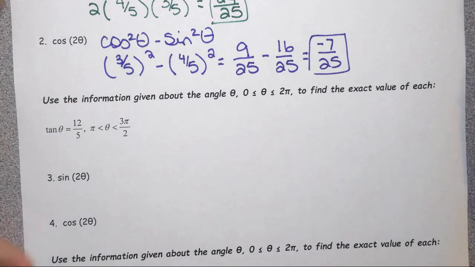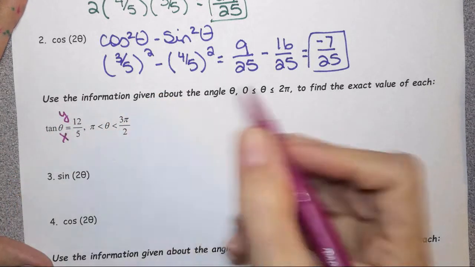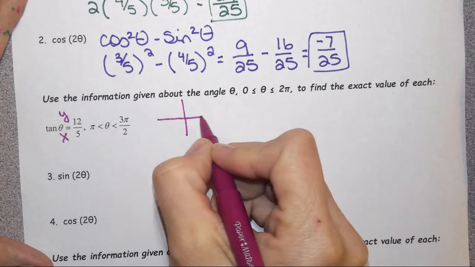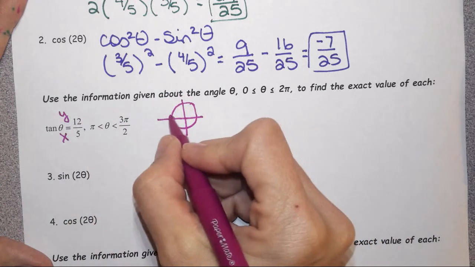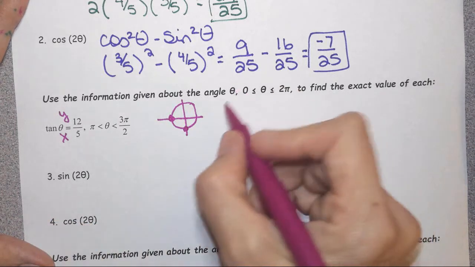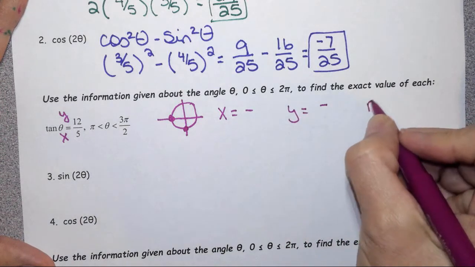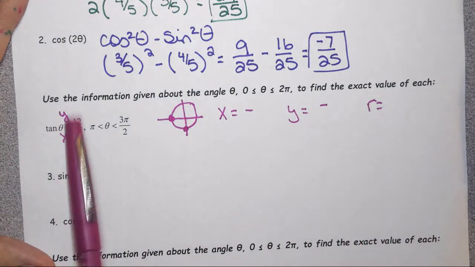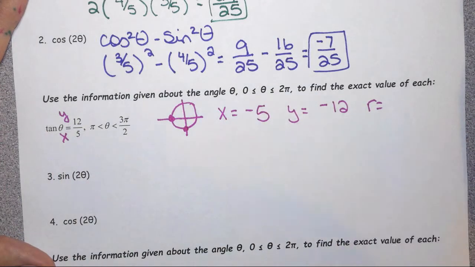So let's check our answers for number 3. On number 3, they gave me tangent, so they gave me the y value and the x value. I'm going to figure out what quadrant I'm in. It looks like I'm going to mark the pi and the 3 pi over 2, which means I'm in quadrant 3. Because I'm in quadrant 3, x and y are both going to be negative. So my y value is negative 12 and my x value is negative 5.